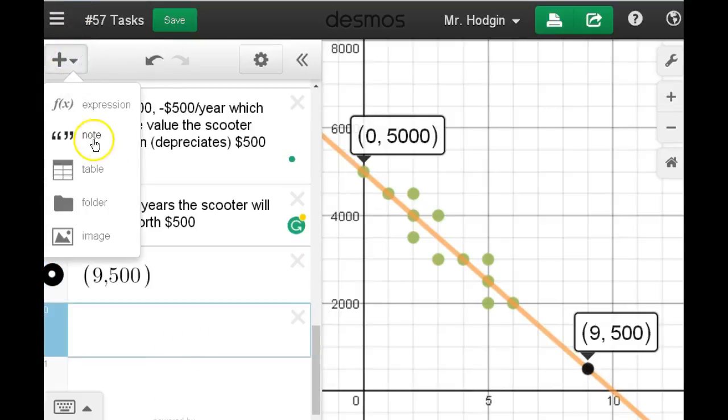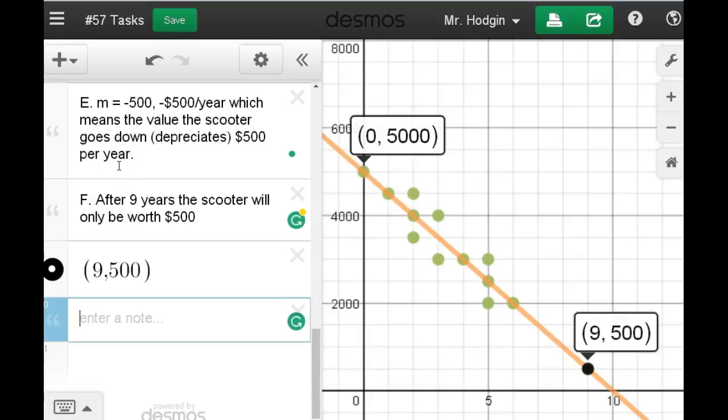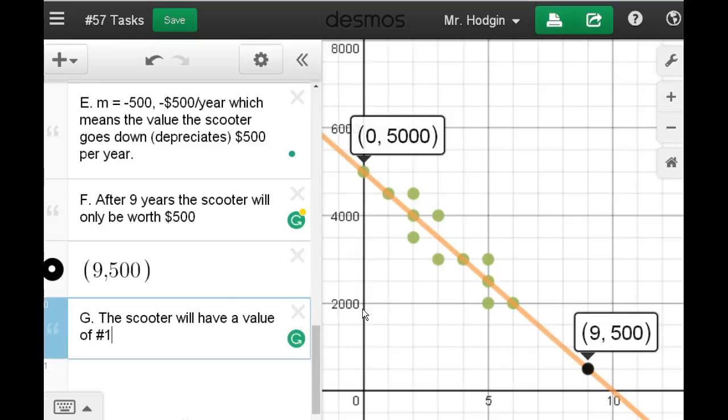You can add another note, and now do G. So when will the scooter have a value of $1,000? The scooter will have a value of $1,000 after, let's see how many years.